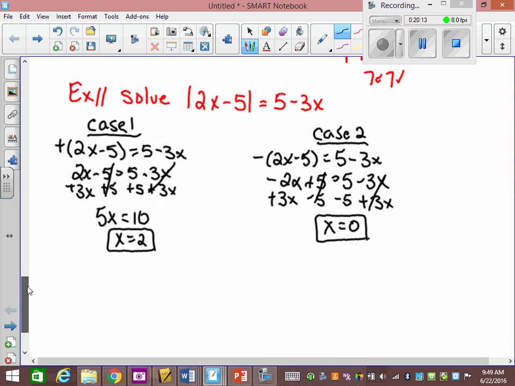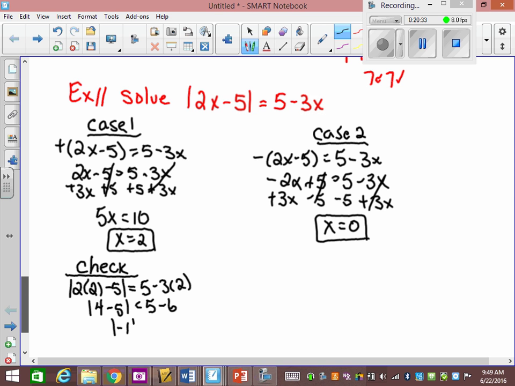So you always have to check them back into the original equation. So check. Absolute value of 2 times 2 minus 5 absolute value equals 5 minus 3 times 2. Absolute value of 4 minus 5 equals 5 minus 6. Absolute value of negative 1 equals negative 1. Absolute value of negative 1 is 1. So if you forget to put the absolute value signs and you use it from this part, it'll be right every single time, which is not the case, right? You always have to check back into the typed equation, nothing that you have changed. So 1 doesn't equal -1, so x doesn't equal 2.